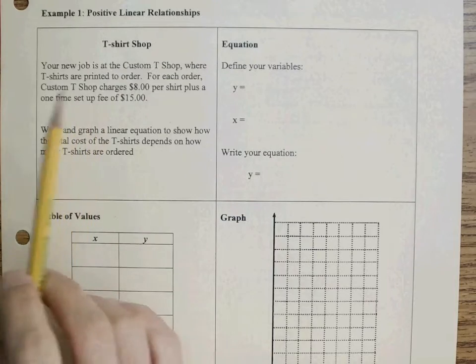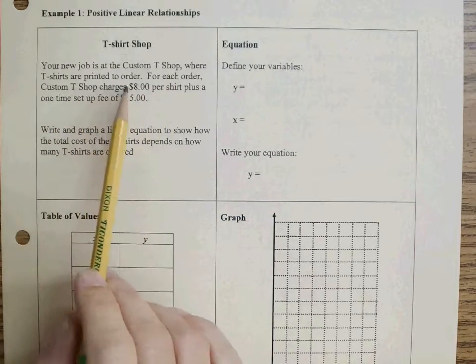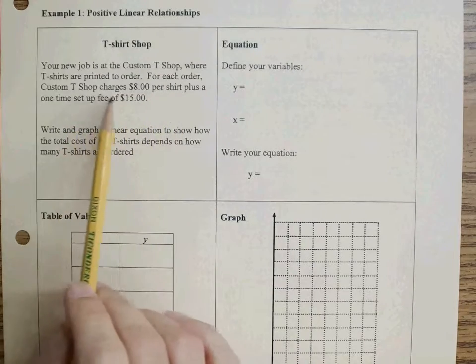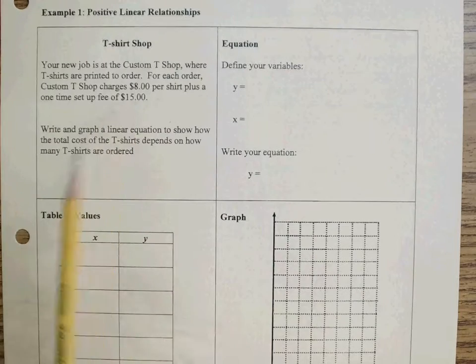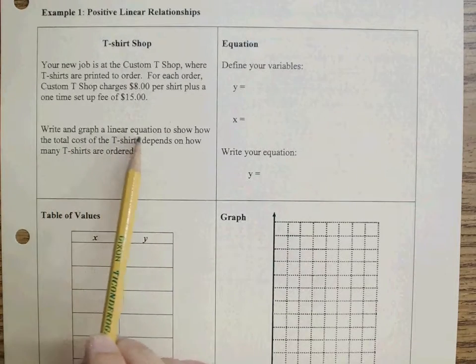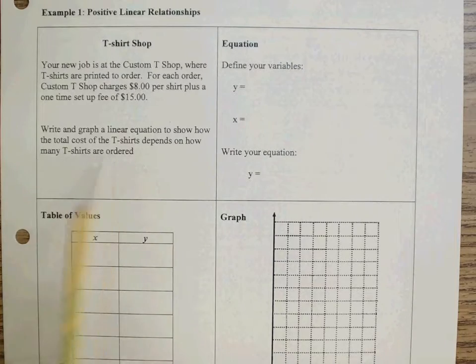So we have the t-shirt shop. Your new job is at the custom t-shop where t-shirts are printed to order. For each order, custom t-shop charges $8 per shirt plus a one-time setup fee of $15. We're going to write and graph a linear equation to show how the total cost of the t-shirts depends on how many t-shirts are ordered.